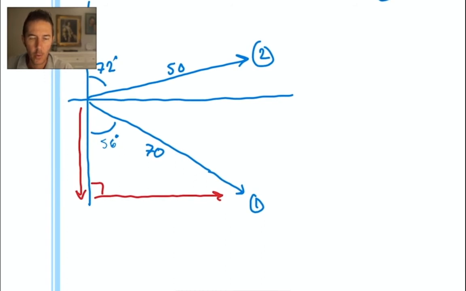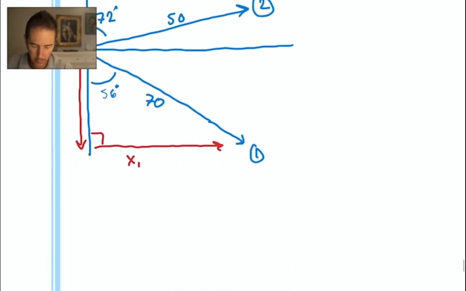The horizontal component, so let's call this x1, is equal to 70 times the sine of 56. And if you're not sure why that is, remember that the sine of 56 degrees in this case is equal to opposite over hypotenuse, which is equal to x1 over 70. And if you multiply both sides by 70, you find that x1 is equal to the hypotenuse times the sine of the angle. So if you want that in your notes, keep it in there.